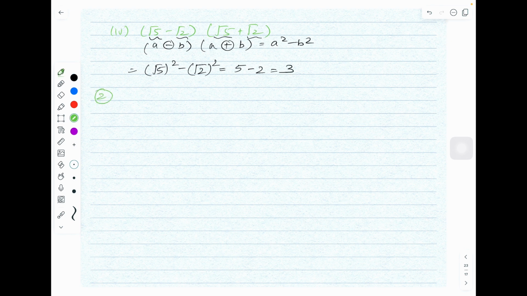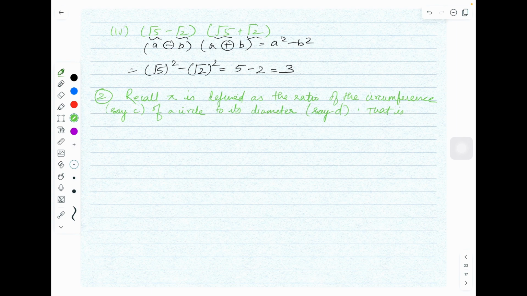Next question is, recall pi is defined as the ratio of the circumference, say C, of a circle to its diameter, say D. That is, pi equals C by D. See, I am going to write the question first, then I will explain what it is asking.